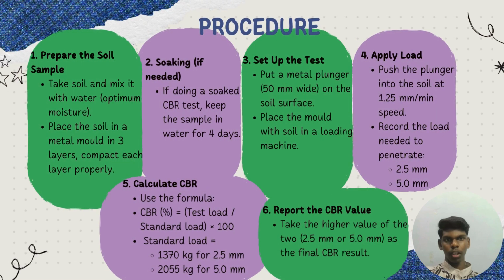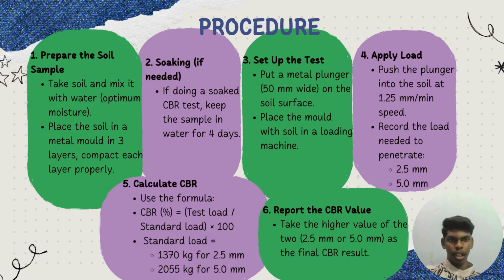Okay, now I will explain the procedure of the California Bearing Ratio or CBR test, which is used to measure the strength of soil for road and pavement design. First, we prepare the soil sample by mixing the soil with water until it reaches optimum moisture. Then we place the soil in the metal mold in three layers and compact each layer properly.